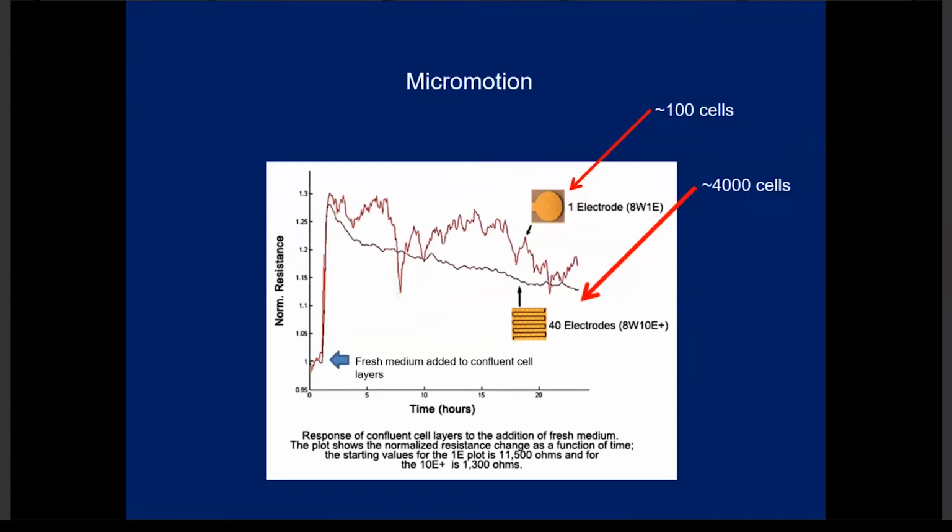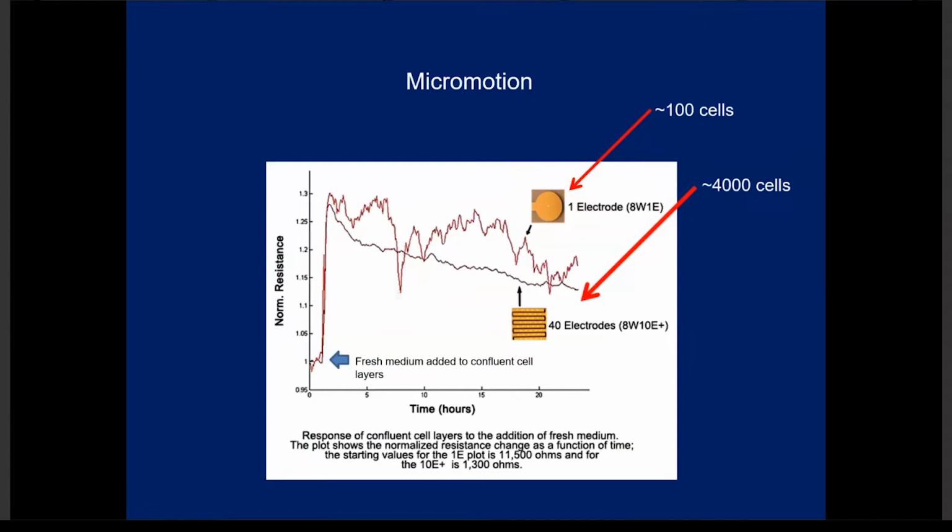A couple hours into this run, we change the medium. And notice the cells respond with about a 30% increase in their resistance. But what is obvious here is that when we look at the 1E electrode, which is the red trace, we're only looking at 50 cells. And so we see a great deal of this random motion going on in this small population of cells.